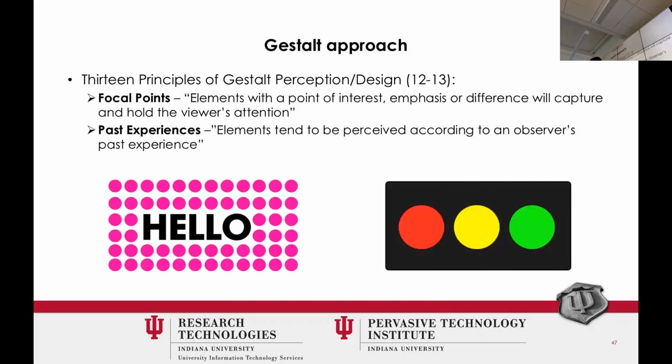And then the final 2 are focal points. So we have things that draw our attention, right? So we have a constant pattern that serves as a background, and then something kind of bold in the middle that draws our attention. And then this one, right? So past life experiences. If we see green, yellow, and red in a row, we kind of get a gist of what's being said, right? And if one of those is brighter than the other, then we know whether to go, stop, or be cautious. At least here.